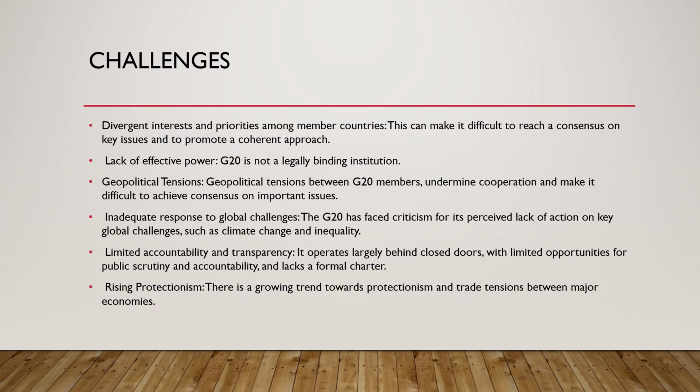Also, lack of effective power, as the G20 is not a legally binding institution. Also, geopolitical tensions between the countries in the G20, for example, US and China, India and China, and many other countries. Also, we can see there is inadequate response to global challenges, as the G20 has faced criticism for its perceived lack of action on key global challenges such as climate change and inequality. We have limited accountability and transparency. It operates largely behind closed doors with limited opportunities for public scrutiny and accountability, and lacks a formal charter.